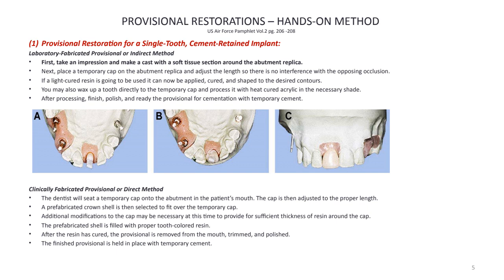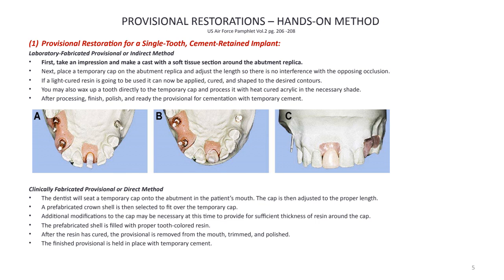Clinically fabricated provisional, or the direct method. Also, we can say this is done at the chair side by the dentist. So there are two methods of fabricating the restoration: either the direct method, where it's done by the dentist at the chair side, or in the laboratory by the technician, and that's the indirect method.